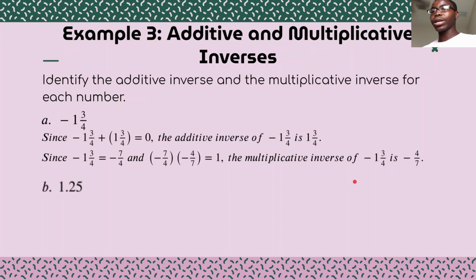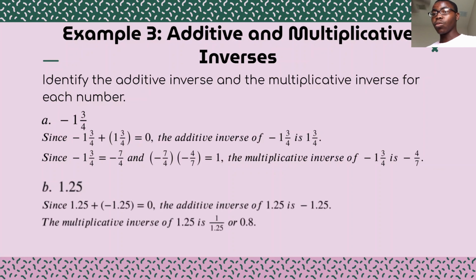Okay, next up we have 1.25, and since 1.25 plus -1.25 is equal to 0, the additive inverse of 1.25 is -1.25. And the multiplicative inverse of 1.25 is 1 over 1.25, or 0.8. So I just put a 1 in the numerator and the 1.25 in the denominator, and that's its multiplicative inverse. That's also 0.8 in decimal form, and 1.25 times 0.8 is equivalent to 1.